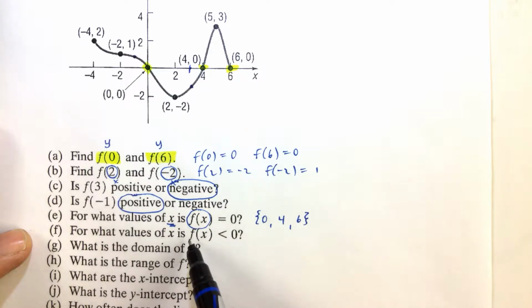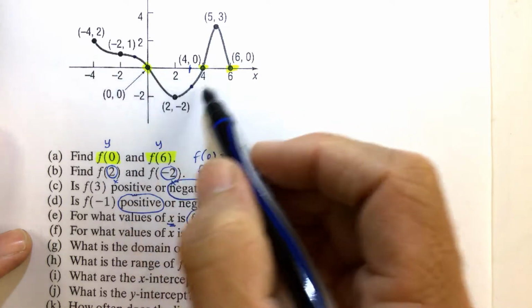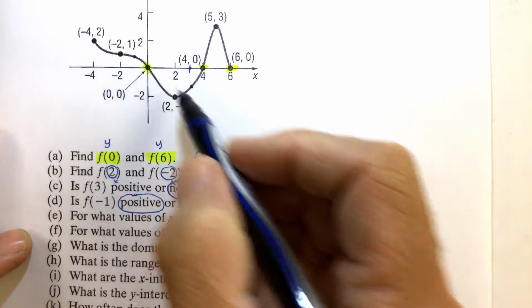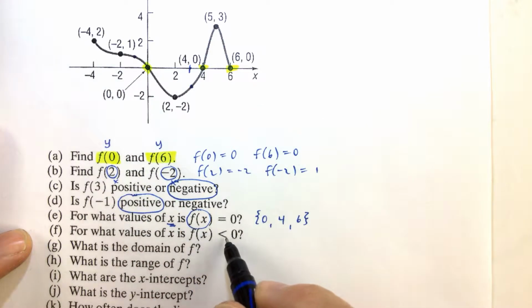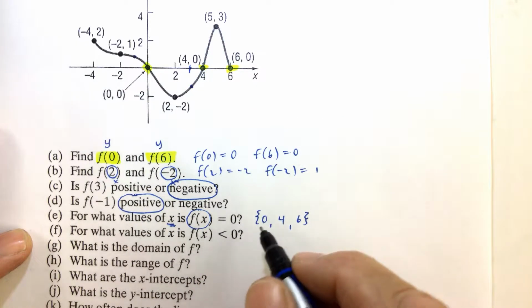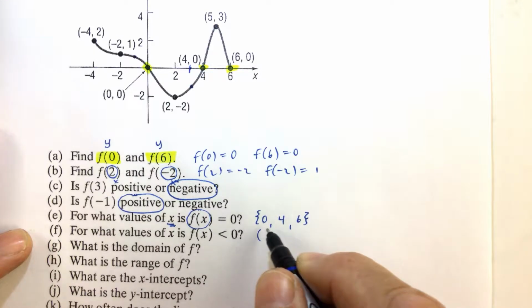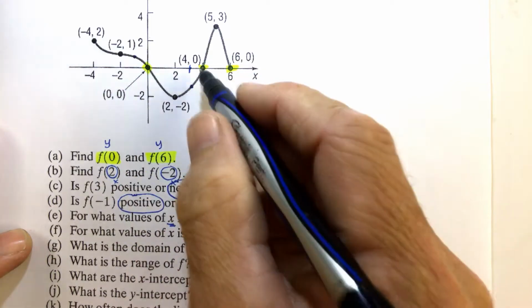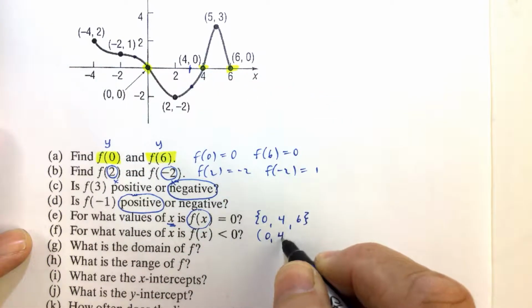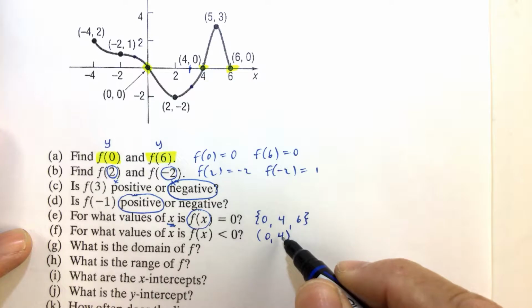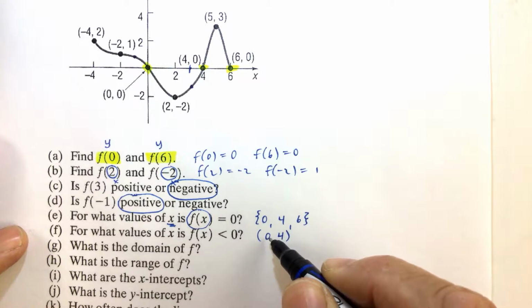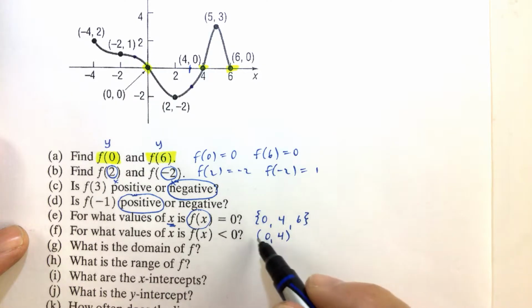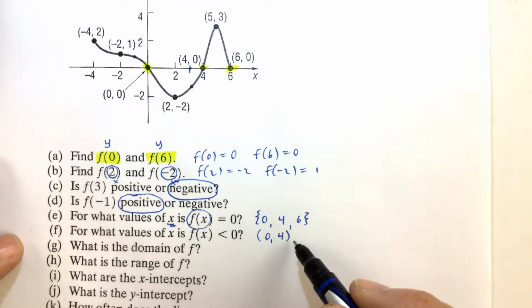And then for part F, for what values of x is f of x less than 0? Well, f of x being less than 0, that would be where the graph of the function f is underneath the x-axis. So f of x less than 0 is the same thing as asking, well, where is the graph underneath the x-axis? So it's underneath in between 0 and 4. It's not underneath at 4, nor is it underneath at 0. So therefore, we don't include the endpoints by putting parentheses there.